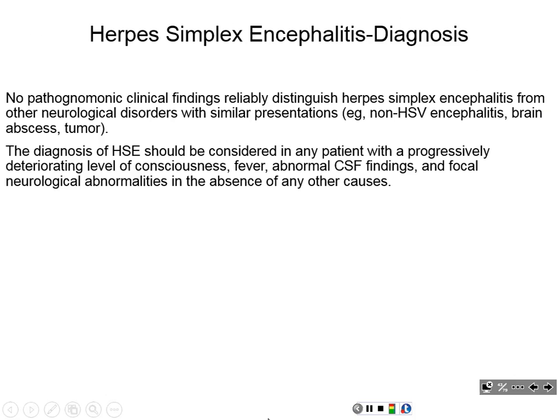No pathognomonic clinical findings can reliably distinguish this from other neurological disorders. And so we're going to consider this in any patient that has a progressively deteriorating level of consciousness. So not just coming in with bad symptoms, but progressively declining, particularly with consciousness. Fever, abnormal CSF, and really we're going to rely on these focal neurological abnormalities.